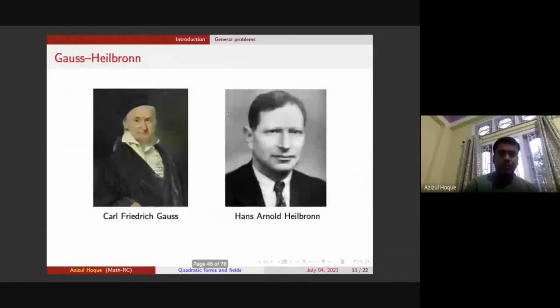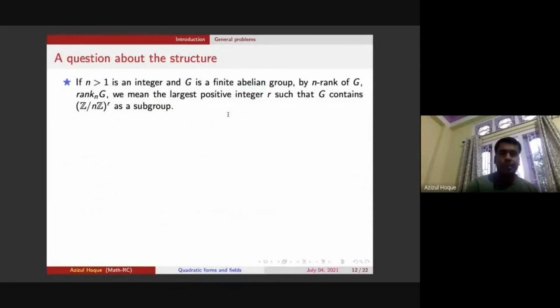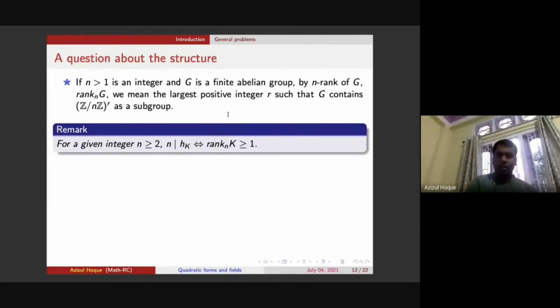Okay. So similarly, there is a question about the structure, that is, how many copies of Z mod nZ will be there in the class group. Here, suppose n divides the class number of a number field, say K. What does it mean? It means that the class group has a copy of Z mod nZ.